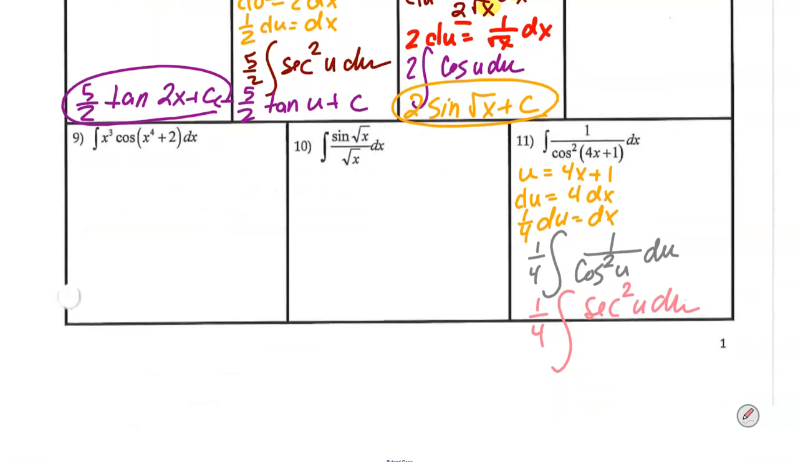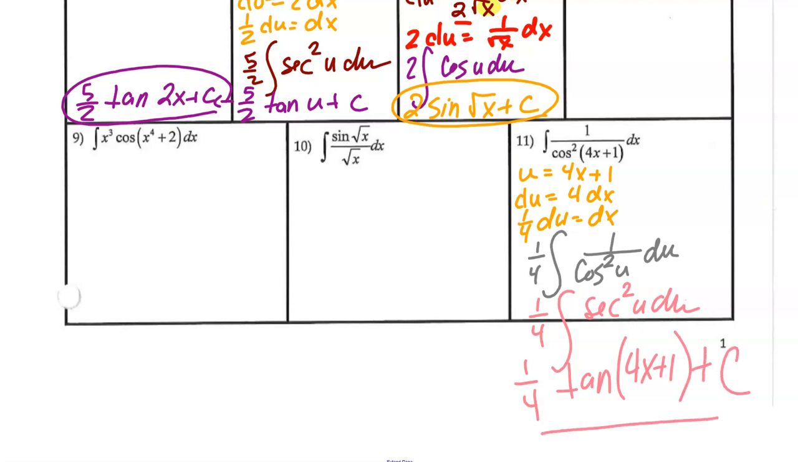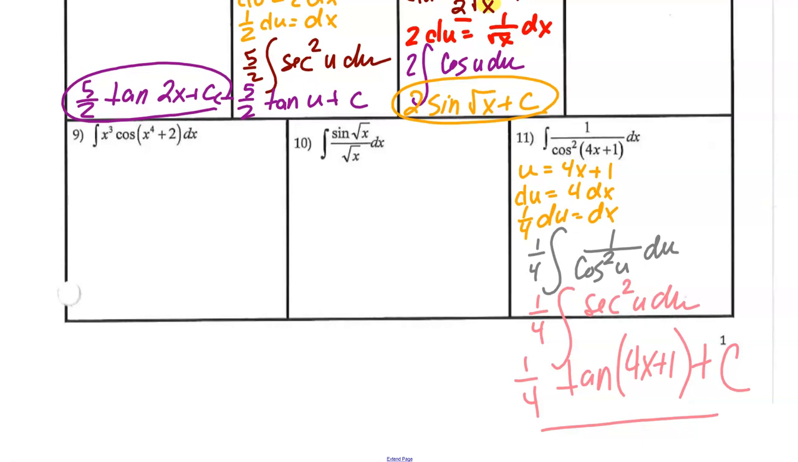And then we're back to example number 6. Right? We're not taking the derivatives of stuff, we're just integrating this. So our final answer here is going to be 1/4 tangent of 4x plus 1. How do we feel about this?